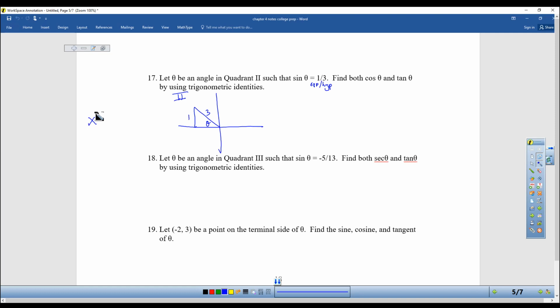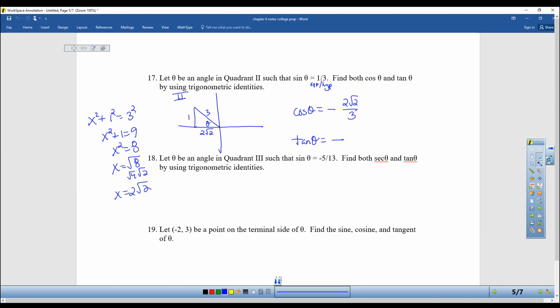So I'm going to just call it x temporarily. X squared plus 1 squared is 3 squared. X squared plus 1 is equal to 9. X squared is equal to 8. X is equal to the square root of 8, but you should really break it down into parts you can do and parts you can't, so you can write it as 2 square roots of 2. Find cosine and tangent. Both cosine and tangent are negative in quadrant 2, and cosine is adjacent over hypotenuse.